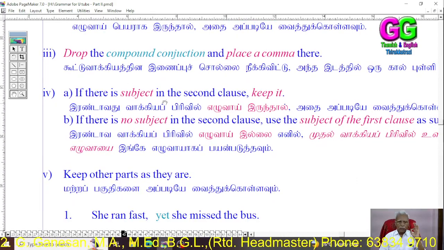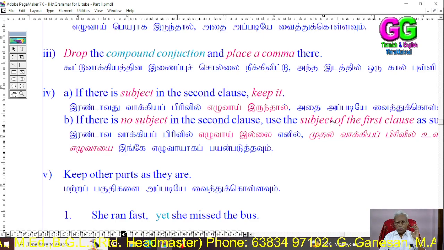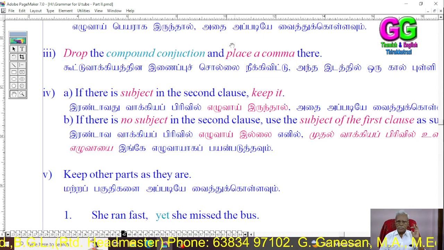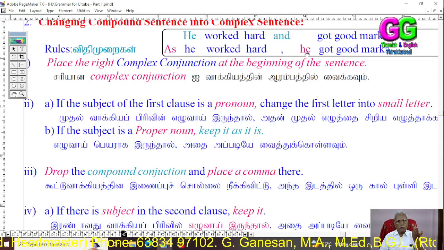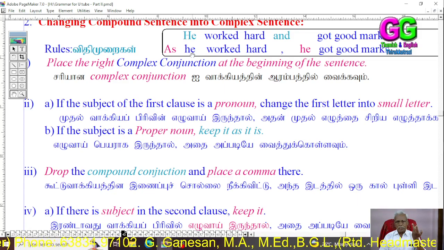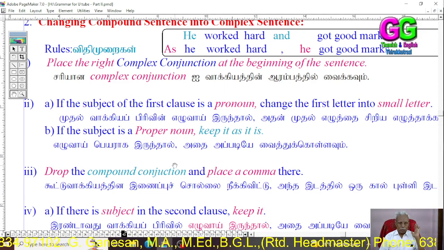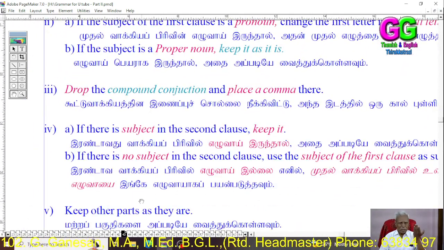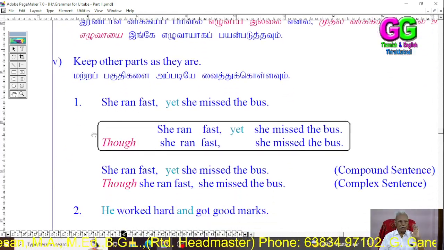Rule 4: if there is a subject in the second clause, keep it. If there is no subject in the second clause, use the subject of the first clause as its subject. Here, there is no subject, so we have used the subject of the first clause. These are the rules, four rules here, and in the other parts three, so five rules.